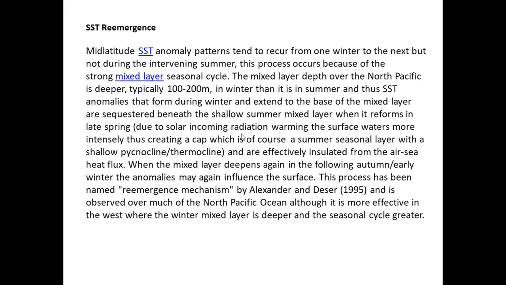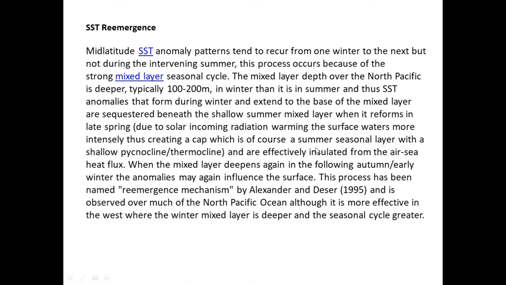And then for the reemergence, mid-latitude sea surface temperature anomaly patterns tend to recur from one winter to the next, but not during the intervening summer. This is because of the strong seasonal mixed layer. The mixed layer depth over the North Pacific is deeper, typically 100 to 200 meters in winter than in summer, and thus sea surface temperature anomalies that form during winter and extend to the base of the mixed layer are sequestered beneath the shallow summer mixed layer when it reforms in late spring due to incoming solar energy, which warms the surface waters, in essence creating a cap which traps this water that extended down deep.